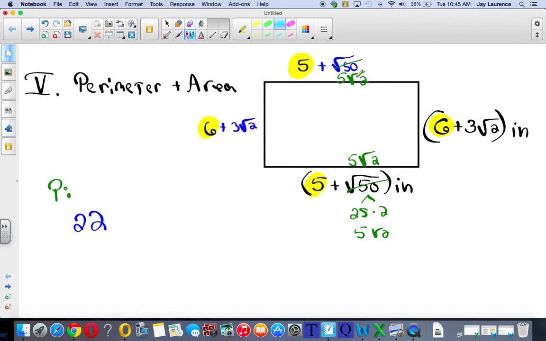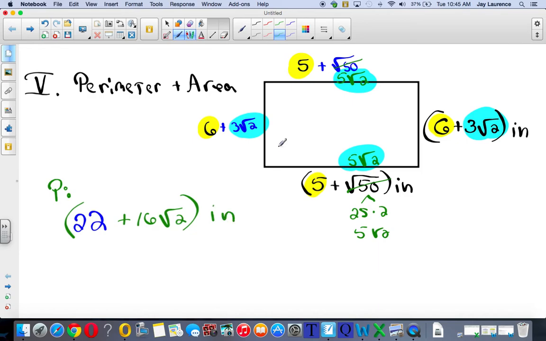So now I'll do the irrational part of my answer. And so I've got a 5 rad 2 here, a 3 rad 2, another 5 rad 2, and another 3 rad 2. Well, how many rad 2s do I have? Looks like I'm going to have 5, 10, 16. 16 rad 2s. And there is my perimeter.